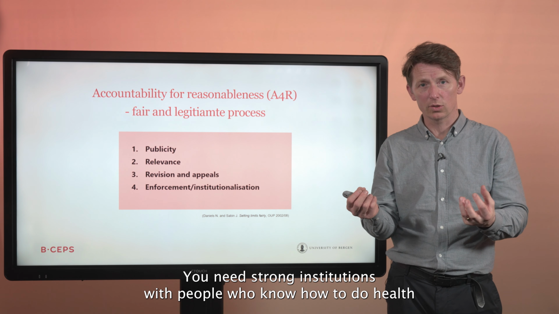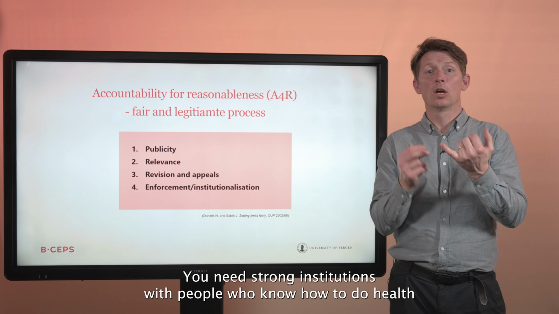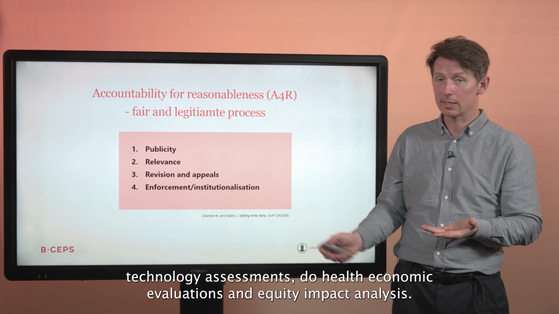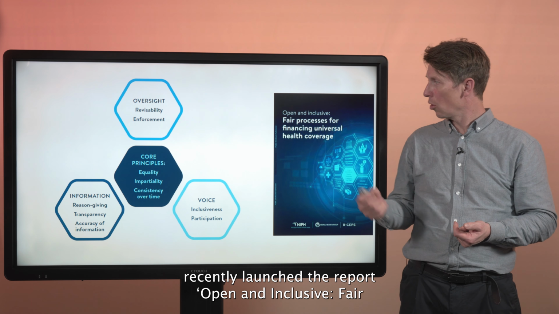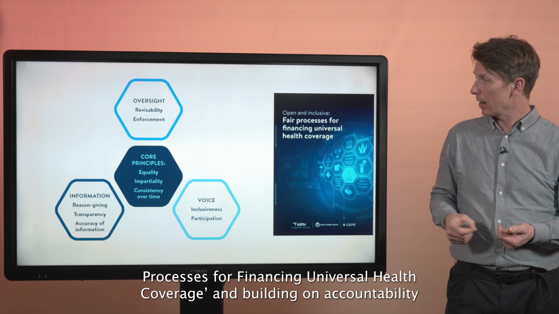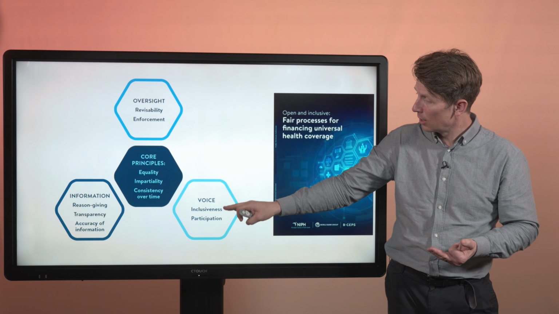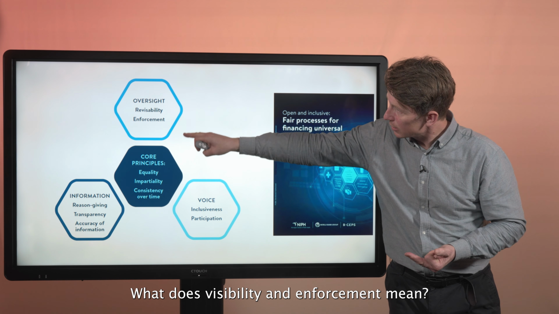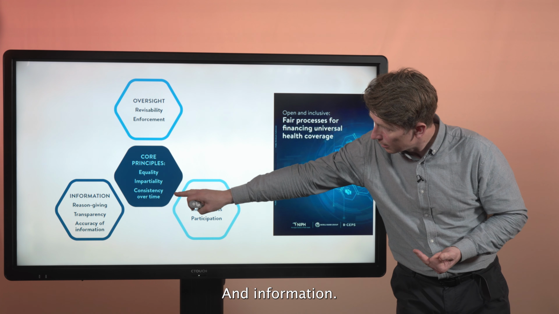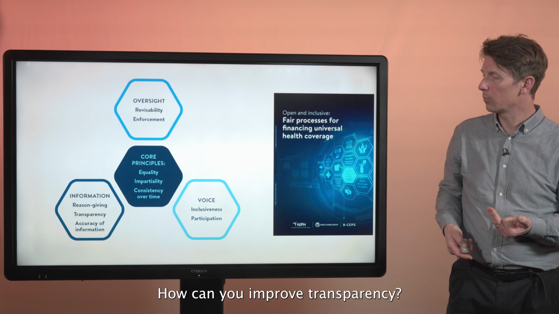You need strong institutions with people who know how to do health technology assessments, do health economic evaluations and equity impact analysis. The World Bank recently launched the report Open and Inclusive, Fair Process for Financing Universal Health Coverage, and building on accountability for reasonableness. 3 principles were defined as core: equality, impartiality and consistency over time. Also, accountability for reasonableness were defined with these add-ons: the voice, what does it mean to be inclusive and participation; oversight, what does visibility and enforcement mean; and information, how can you improve transparency.